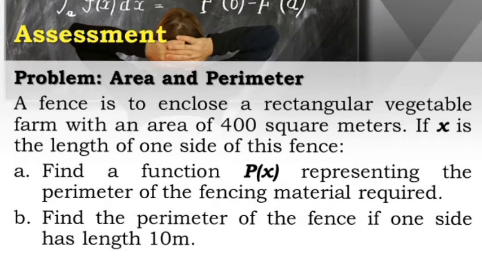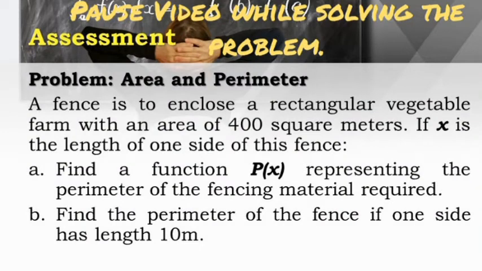A fence is to enclose a rectangular vegetable farm with an area of 400 square meters. If x is the length of one side of this fence, there are two questions. Find a function p of x representing the perimeter of the fencing material required, and find the perimeter of the fence if one side has a length of 10 meters. Pause this video to give you enough time to solve the problem.